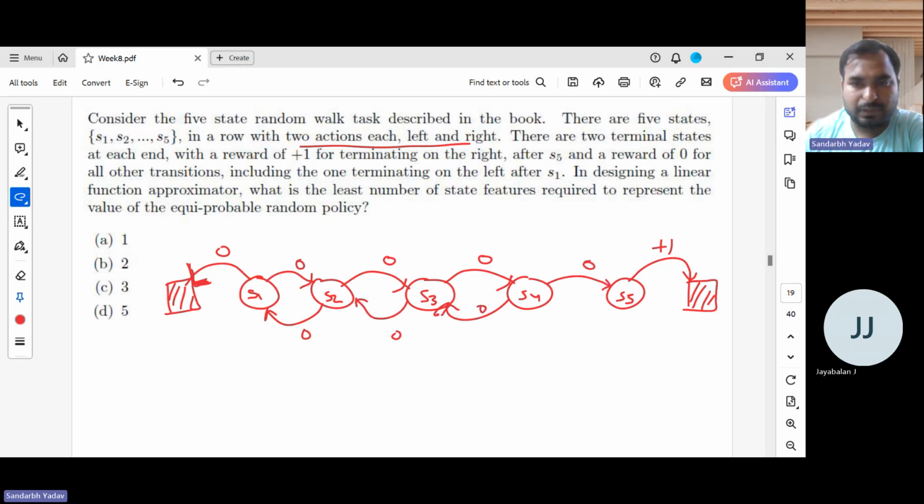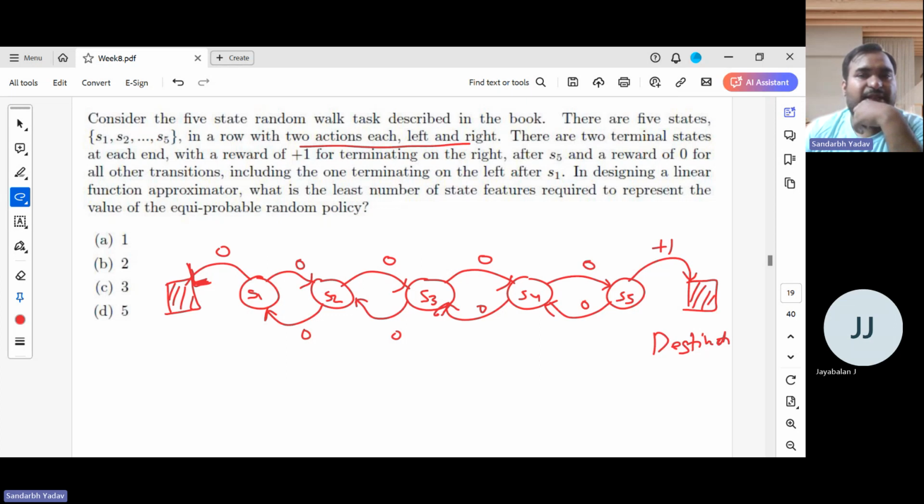This will be 0. And this will be 0. So the only reward which we are getting is if we are moving from S5 to this terminal state. You can think of this problem like this: suppose this is your destination, and you want to reach some place. For all other points in space, you will give 0. When you reach the destination itself, you will give +1. So this is the setup of the problem.